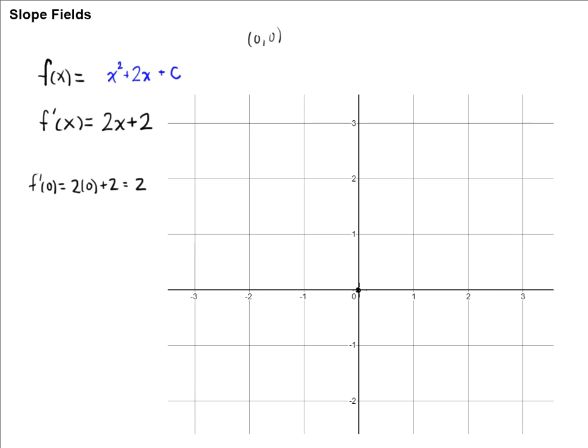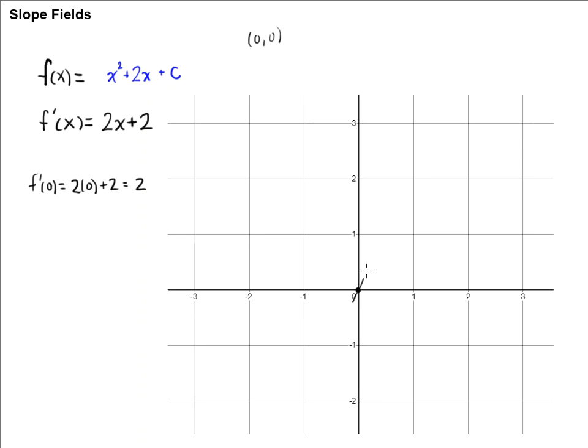So here's 0. If I go up 1, 2, over 1, there's a slope of positive 2. We'll be connecting these 2 points right here. So I'm going to draw a little line, best I can, that connects those 2 points, just like that. Okay, and there's the beginnings of our slope field. And now I'm going to do that with a whole bunch of different points, right?